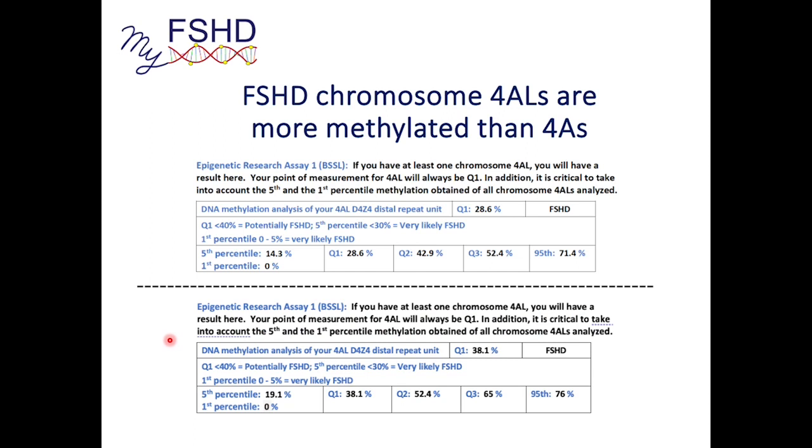Now, here are some other 4AL profiles. We do have some that fall into a more common FSHD range. 28% would actually be a more severe range for 4AL. You look at the fifth percentile, a little bit lower, 14%, and the first percentile down at 0%. But again, the second quartile that would typically be used for 4A is very high. So the metrics for 4AL are just much higher.